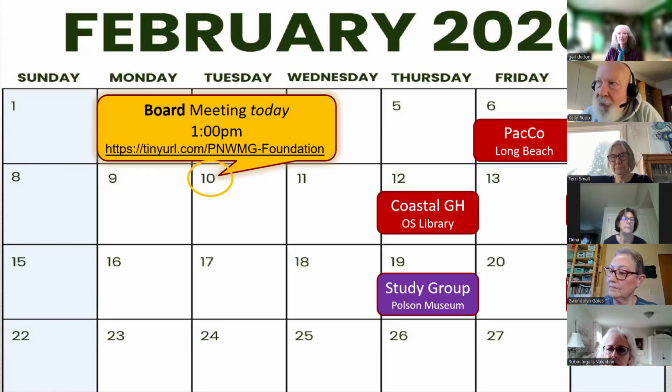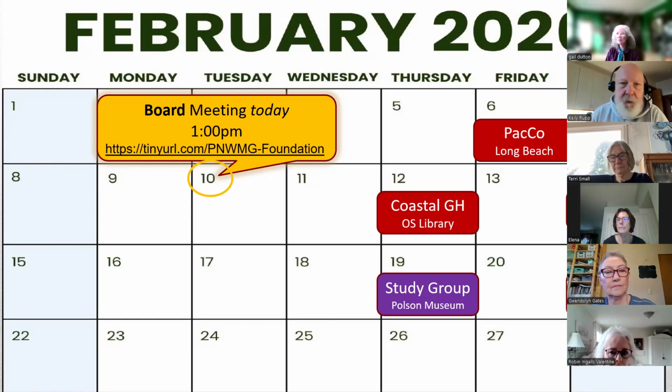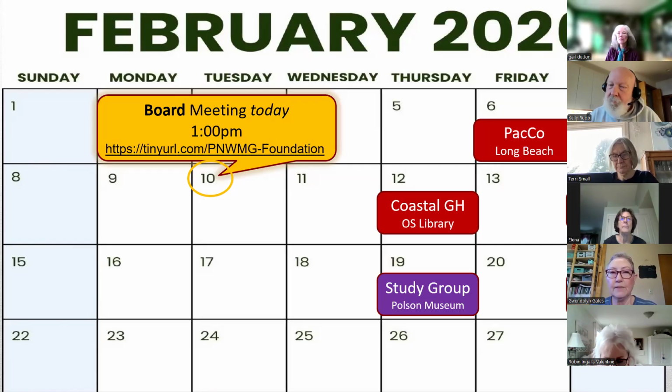It looks like this Thursday there's a coastal Grays Harbor meeting. Anybody from Ocean Shores want to comment on that meeting and the content? That meeting will be at 6 o'clock at the Ocean Shores Library, and we cover our workshops and other activities that we have going on in the area, and usually have some good food to eat.